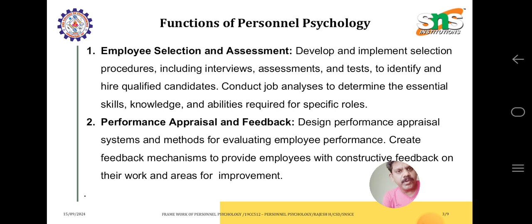The second point is performance appraisal and feedback. In this part, the psychologist designs the performance appraisal system and methods for evaluating employee performance, like a psychometric test. They have their own scale of assessments or metrics. They also create a feedback mechanism to provide employees with constructive feedback on their work and areas of improvement. Constructive feedback gives the best results and helps boost the performance of the employee and the organization.